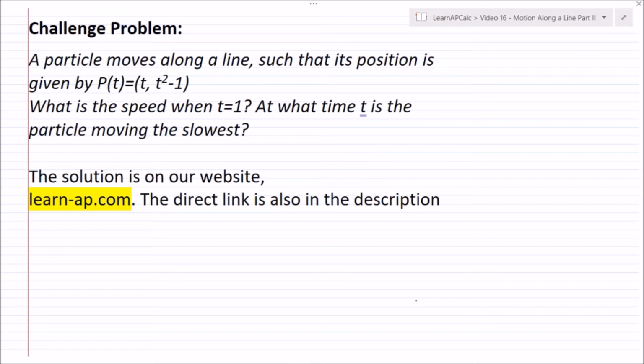A particle moves along a line such that its position is given by p of t equals t comma t squared minus 1. What is the speed when t equals 1, and at what time t is the particle moving the slowest? The solution to this problem is on our website, LearnAPCalc, and I'll also put a direct link in the description.